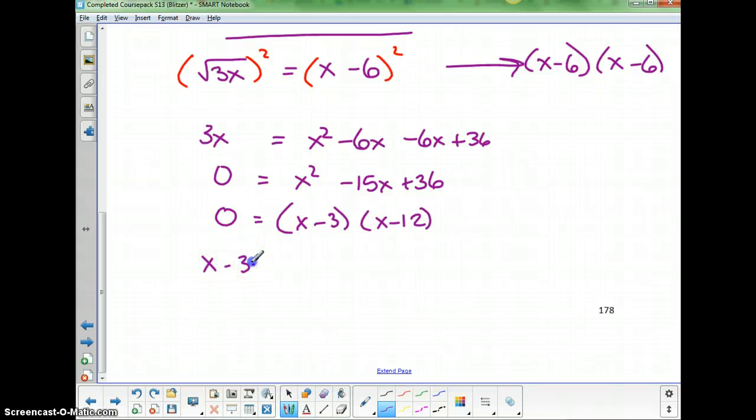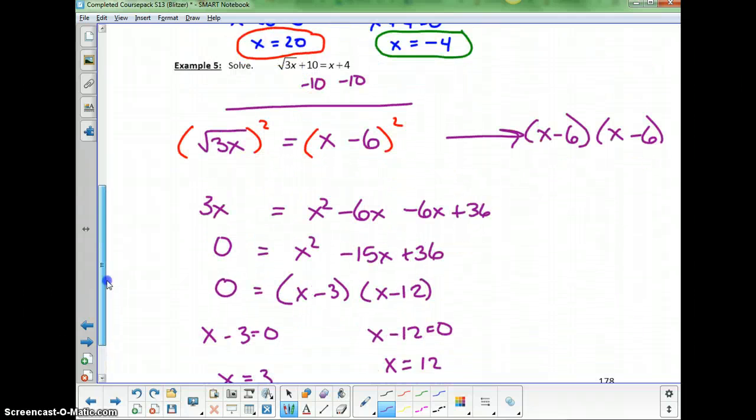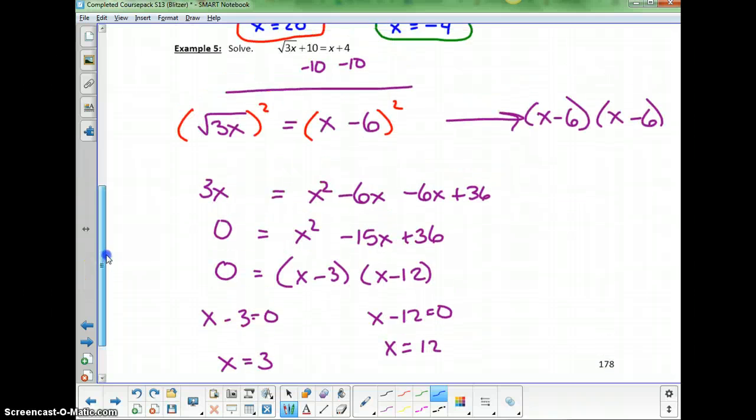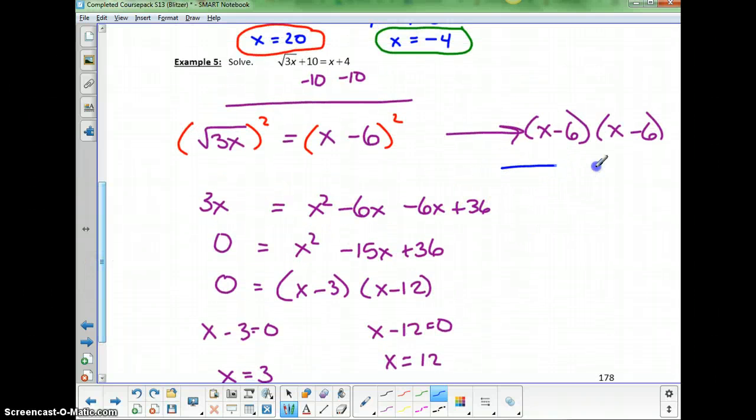So if x minus 3 equals 0, add 3 to both sides, x would be 3. And if x minus 12 equals 0, add 12 to both sides, x would be 12. I don't know yet if either one of those works. We're definitely due for an example where we don't have one working, but I can't tell which one it is, or even if it's both of them. So let's plug the first one in. Let's plug x equals 3 in.